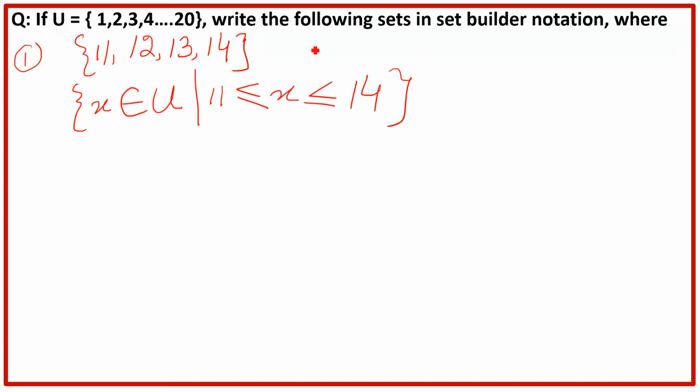We cannot write 21, 22. We have to finish whatever the question is. We have boundaries from 1 to 20. So this is the first, this is the required answer.